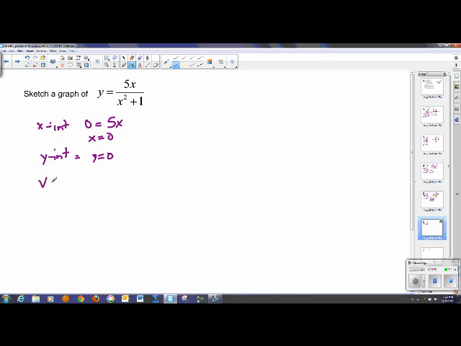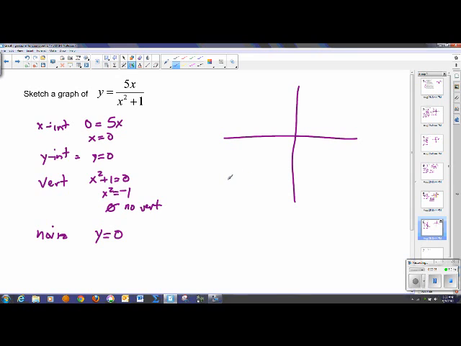Vertical asymptotes, this is where it gets a little bit tricky. X squared plus 1 equals 0, so x squared equals negative 1. We know that's never going to happen. You can never square a number and get a negative. Therefore, no verticals. Horizontal, we notice the degree of our numerator is less than the degree of our denominator. Therefore, y equals 0. So let's sketch this graph out.